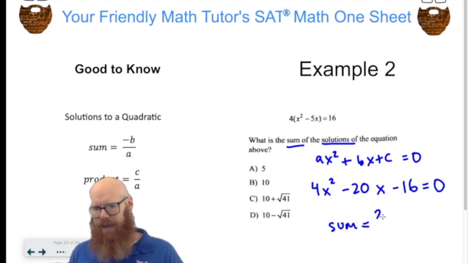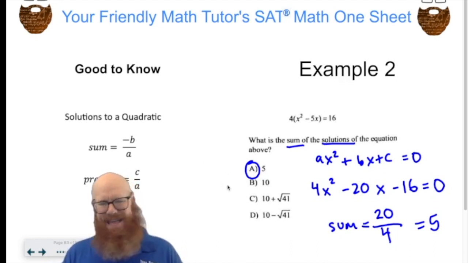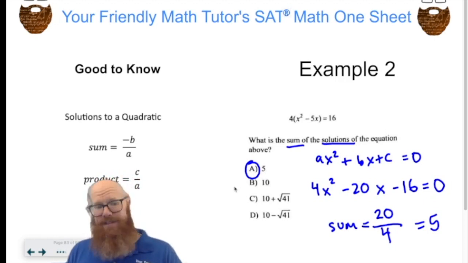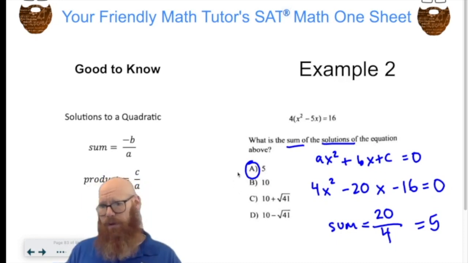Well, negative negative 20 is 20, over a, which is 4, and 20 over 4 is 5. So we just get the sum of the solutions without ever actually finding either solution. It's a huge shortcut to know this formula. Now, it's not guaranteed that they will test this concept on your SAT, but it's very helpful to know. Also, if they ever ask for the product of the solutions, we would just do c divided by a.